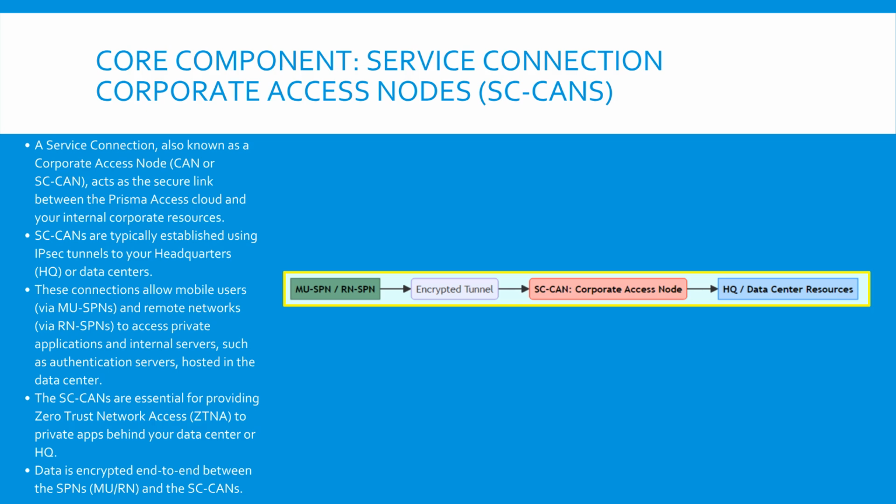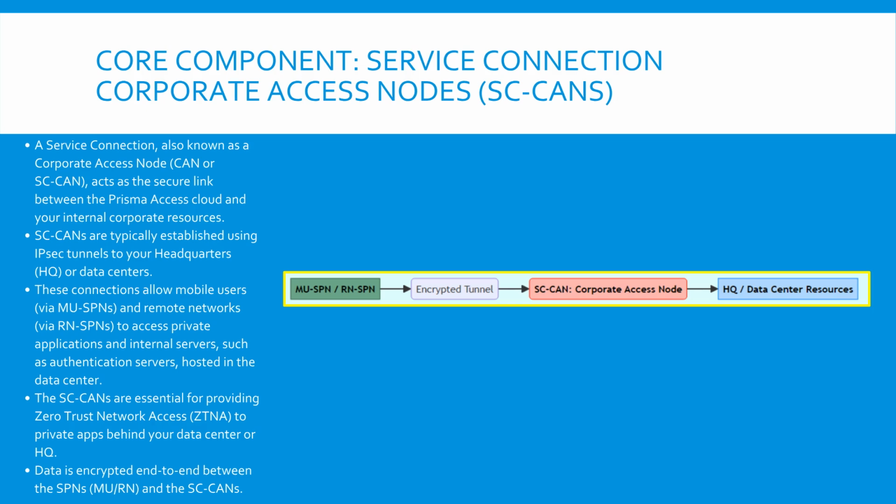This diagram illustrates the role of the Service Connection Corporate Access Node, or SCCAN, in the Prisma Access architecture. Traffic originating from either a mobile user SPN or a remote network SPN first travels over a secure, encrypted tunnel. This tunnel terminates at the SCCAN. The SCCAN then provides the crucial, controlled connection into the corporate network, granting access to resources located in the headquarters or internal data center. This node is paramount for ensuring that access to sensitive private applications is governed by strict security policies enforced by the SPNs upstream.